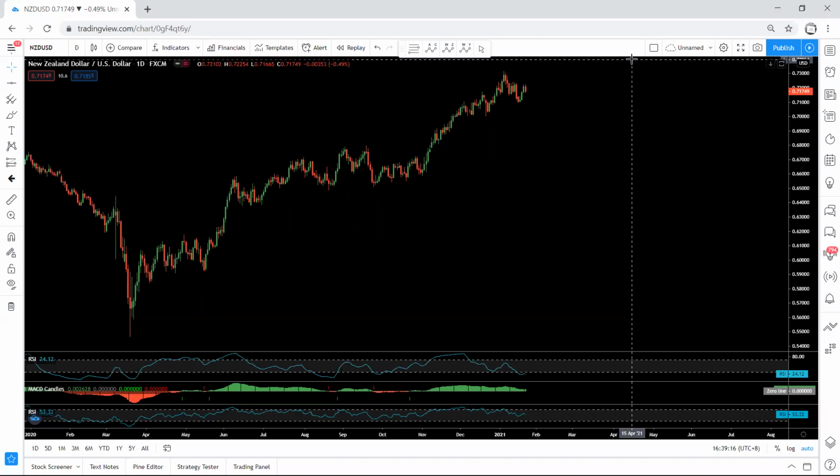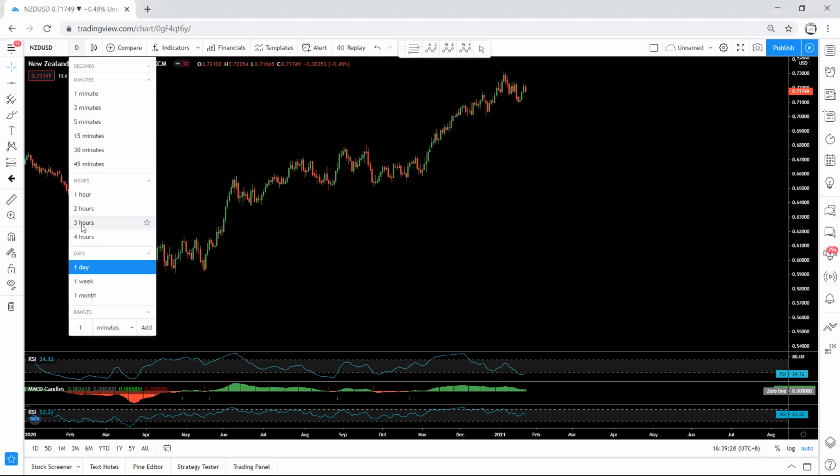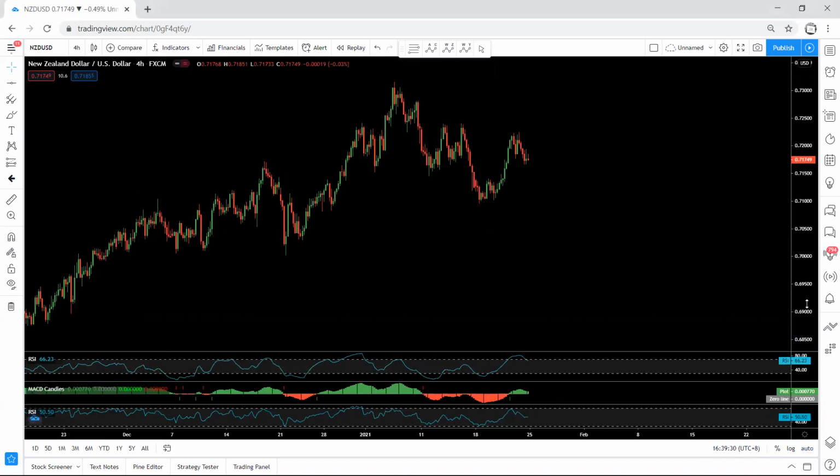New Zealand USD, we start with the daily chart and analyze the chart for the next week. As we can see, based on the daily chart, we are still within this move. There are not many changes. We don't have any information based on the daily chart. In this case, we move to lower time frame and see how we can trade it.